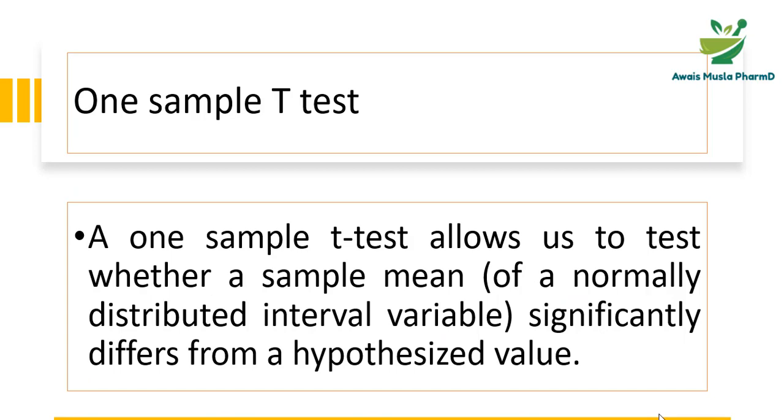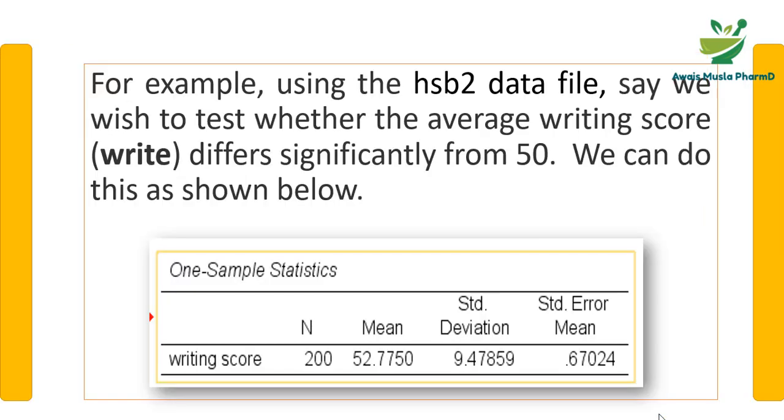So a one sample t-test allows us to test whether a sample mean of a normally distributed interval variable significantly differs from a hypothesized value. For example, we have a data file named HSB2. Say we wish to test whether the average writing score differs significantly from 50. We can do this as shown below.